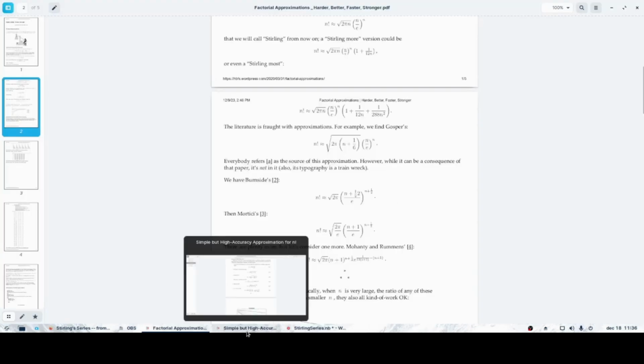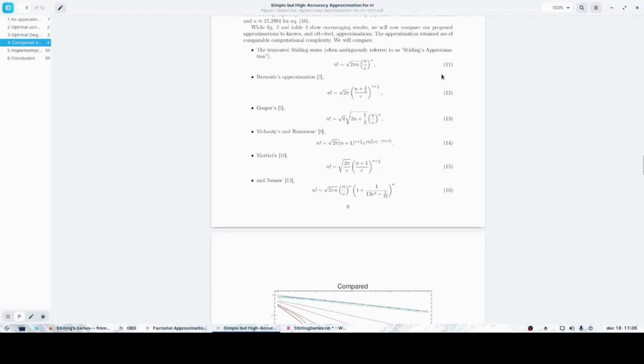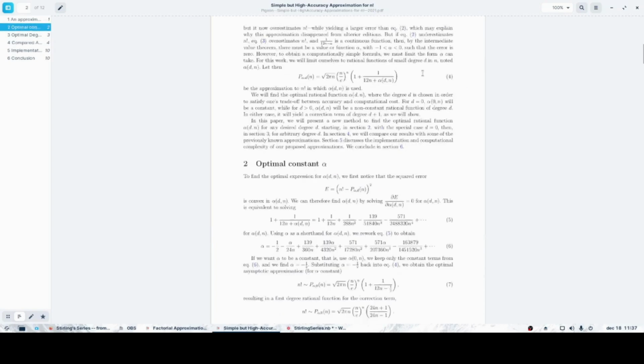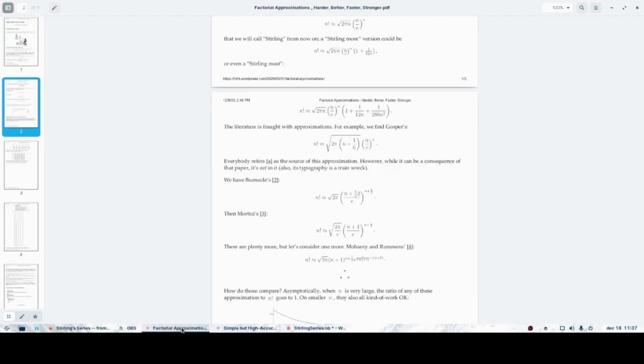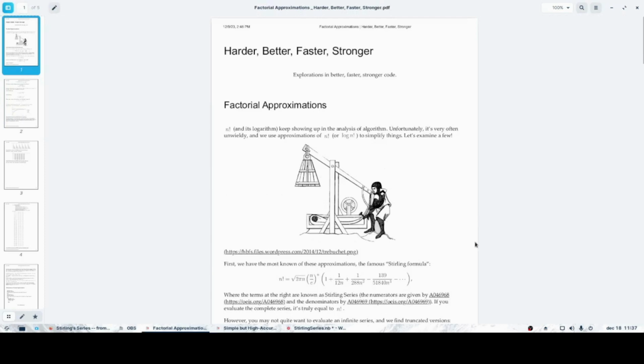After some search on Google, I have found these documents which talk about some approximations like these, but all of them are mentioning the best formula is the Stirling's series here. And this document says that if you evaluate the complete series, it's truly equal to n factorial.